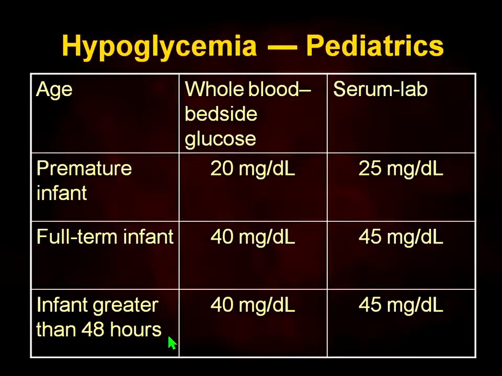So hypoglycemia depends on how you got the blood and how old the kid is. If it's whole blood, the bedside glucose that you're checking, it's going to be a little bit lower because red blood cells will metabolize some of that glucose. So preemies can go down to 20, 25, if it's from the serum or in the lab. Then full terms and any other kid, it's 40 to 45. So make sure you know the source of the glucose that you're testing and the age of the child.